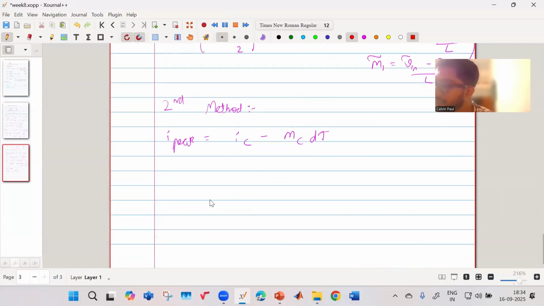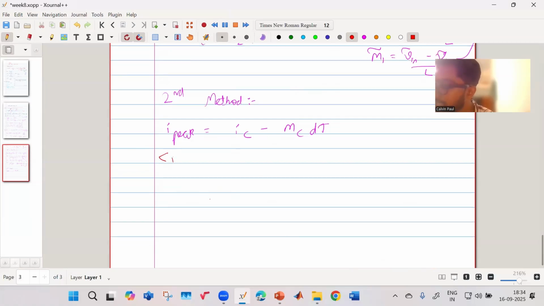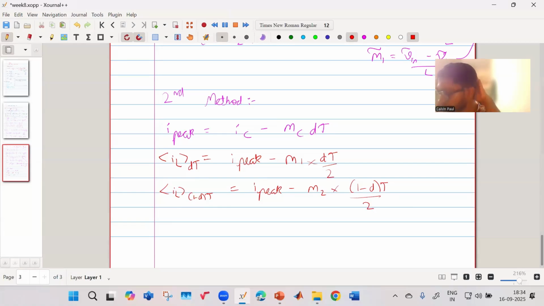So we have our average inductor current is equal to your I peak minus, and this is during the time when it is on, I peak minus M1 into dt by 2. But for the time when it is off, right, the main switch is off, it is again I peak minus M2 into (1 minus d) t upon 2. Okay, this is the current.